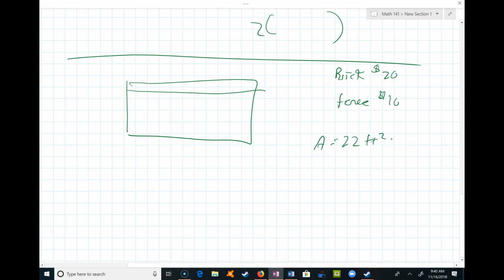Minimize costs. So that means we need to write a cost equation. In order to write an equation, I probably need some variables.